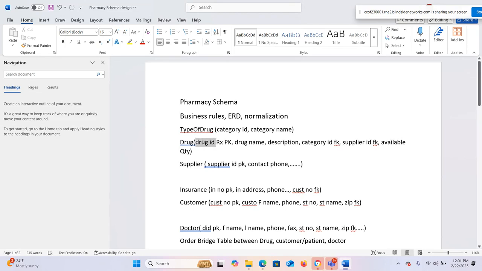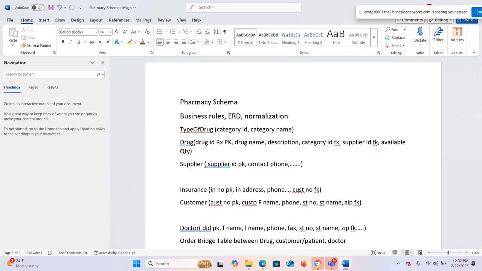So we have some sort of ID for the drug identifier as primary key, the drug name, description. And one category can have multiple drugs, but a drug may be falling under only one category or one type. So it's a one-to-many relationship between type and drug. So type, or category, is one, and drug is many. So we bring the primary key of the one side to the many side as a foreign key, which we discussed. Now, these all depend on your business rules.